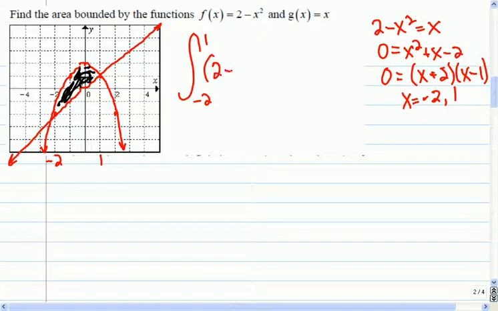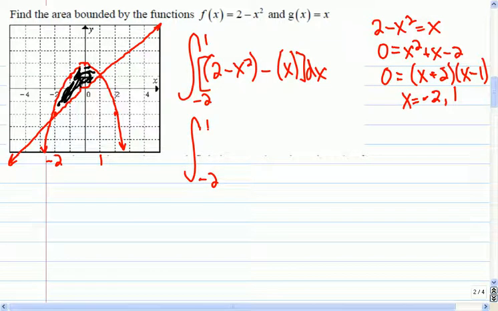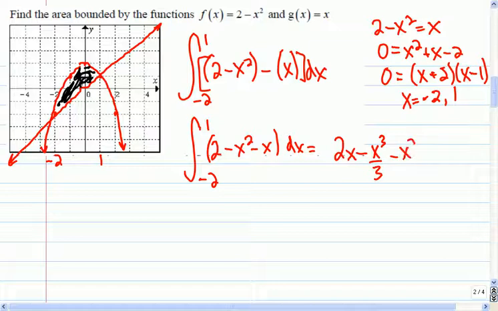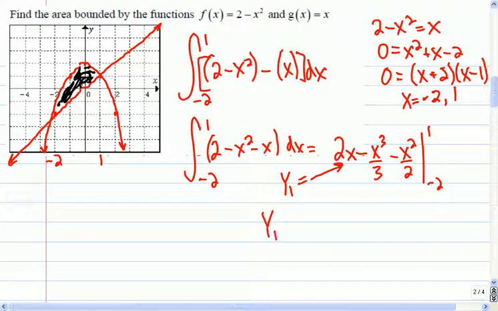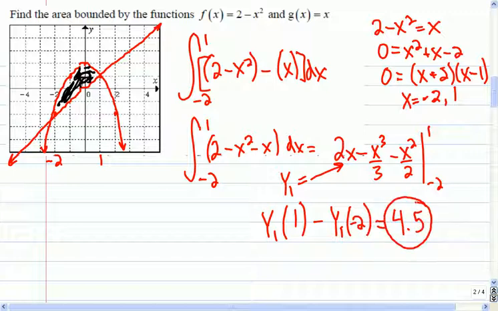So the top curve here is 2 minus x squared, and the bottom curve here is x. So this is the area that I'm going to integrate. If I collect my like terms, it's going to be 2 minus x squared minus x. And I can integrate those to x minus x cubed over 3 minus x squared over 2 from -2 to 1. And at this point, I'll probably get my graphing calculator to help me out with those. Okay, so if I put this in y1 in the graphing calculator, and go y1 of 1 minus y1 of -2, I end up with 4.5 for the area between those two curves up there.